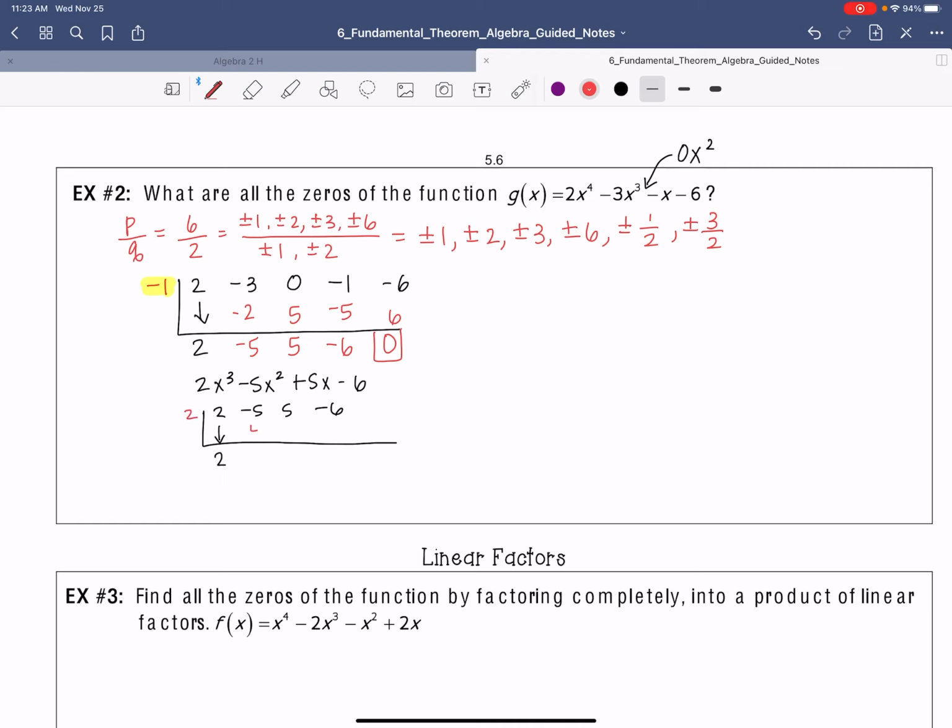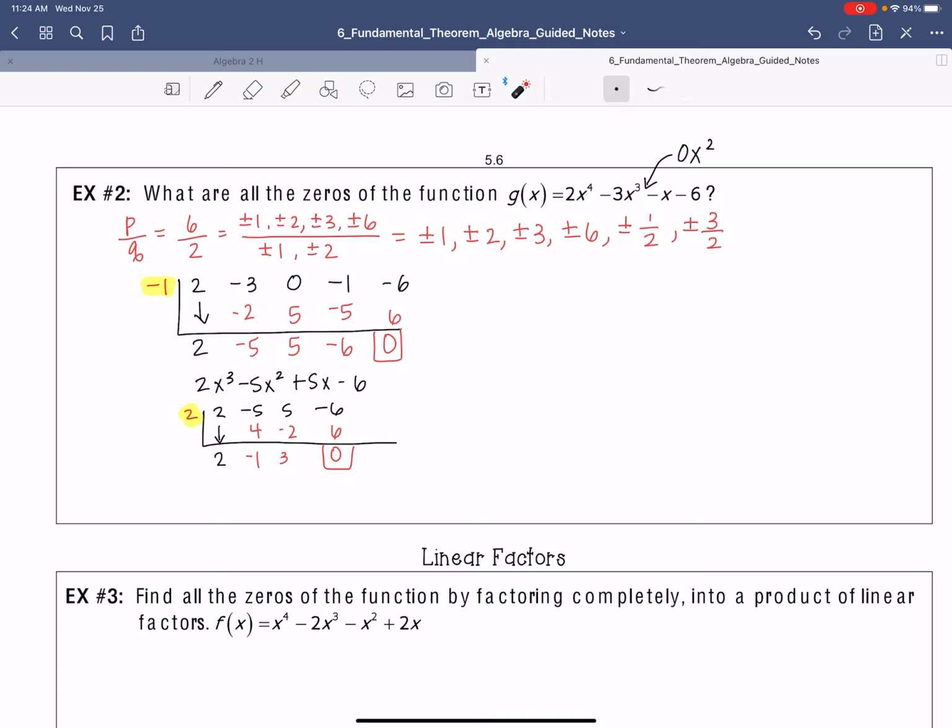2 times 2 is 4. -5 plus 4 is -1. -1 times 2 is -2. This will give me +3. 3 times 2 is 6, which, look at that. We right away found our second 0. So my second 0 is 2.